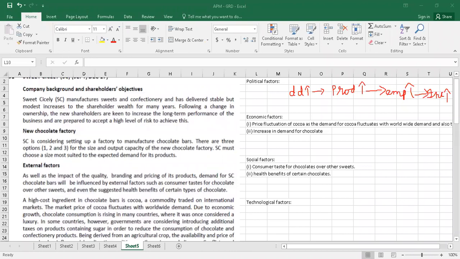And in this particular scenario also, it is explained that due to economic growth, chocolate consumption is rising in many countries where it was once considered a luxury. So this is again a cycle. Ultimately, it has resulted here because people have more income. The additional income available in the hands of people has resulted in an increase in demand for chocolate products, which was once considered a luxury.